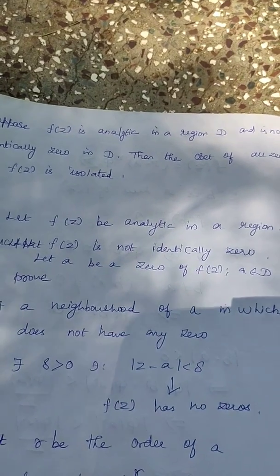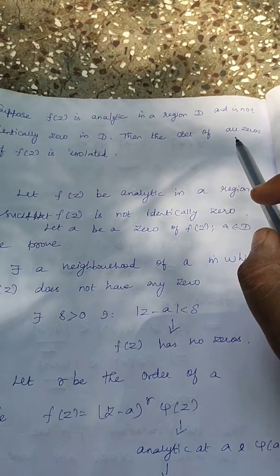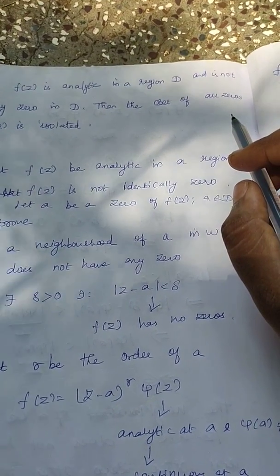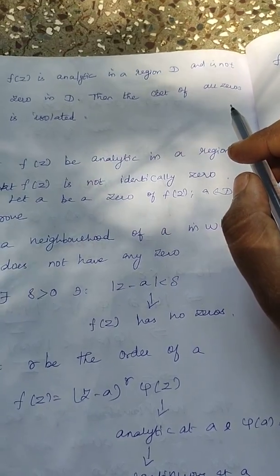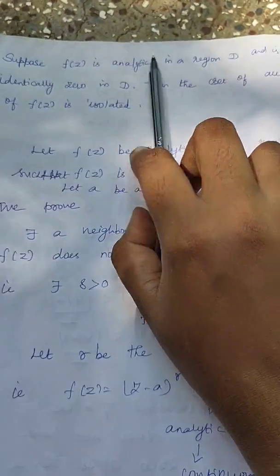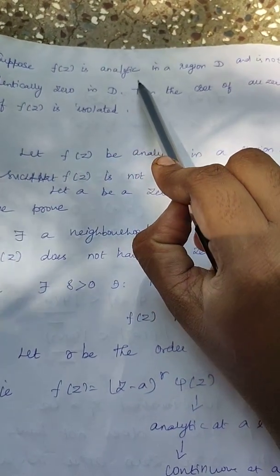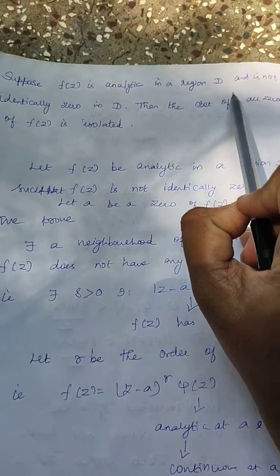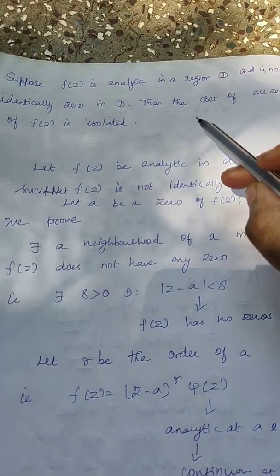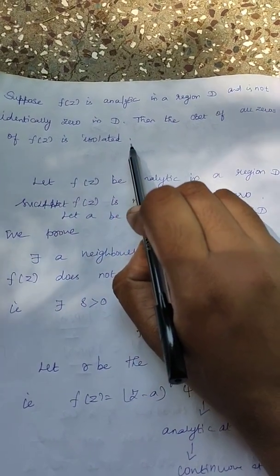Here we are going to discuss a theorem. In the previous video we discussed zeros of an analytic function, and we also dealt with some examples. Here we are going to see a theorem that is related to that. Suppose f of z is analytic in a region D and is not identically 0 in D. Then the set of all zeros of f of z is isolated.